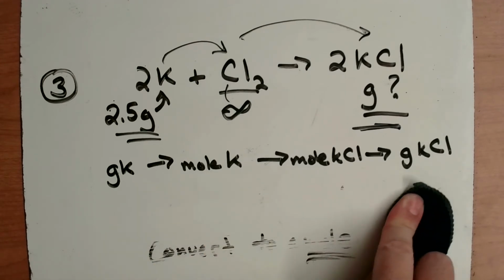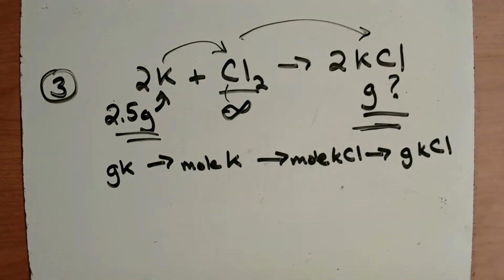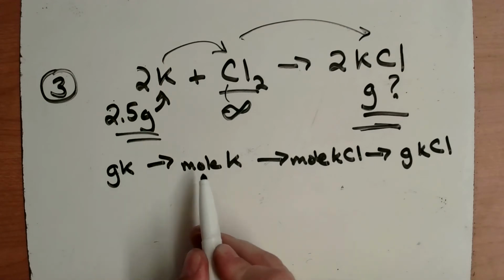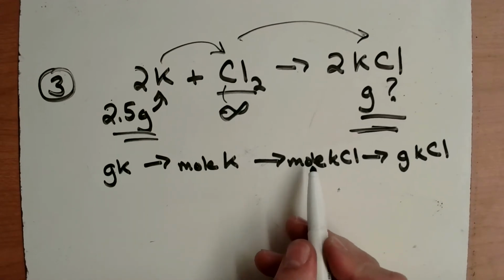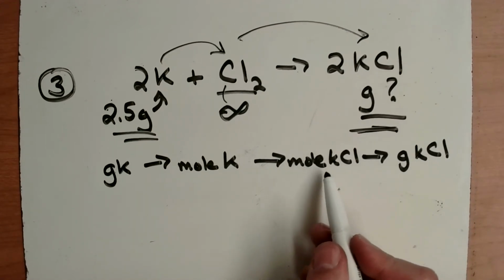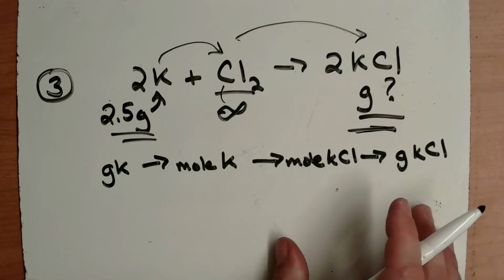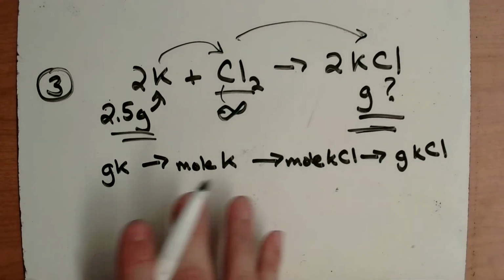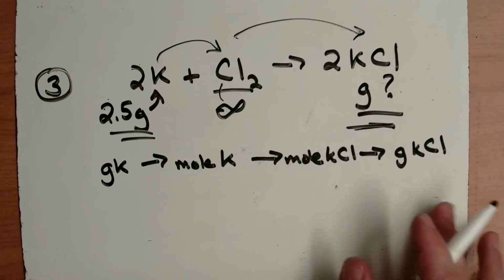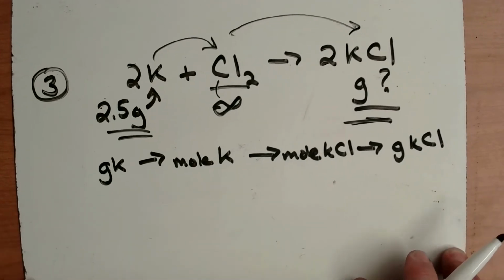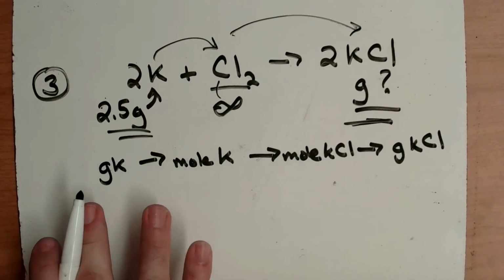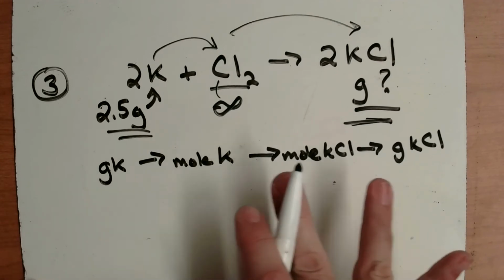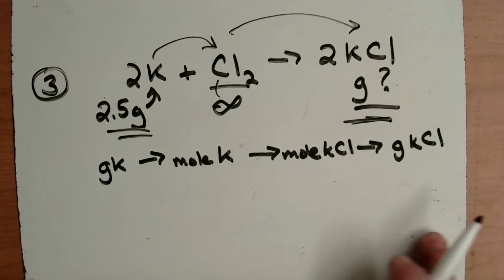Okay, so these are our steps here. Grams of K to moles of K, moles of K to moles of KCl, and then moles of KCl to grams of KCl. So it's just a bunch of conversions that we've done already. We just got to put them all together. And instead of doing it like one step, then two steps, then three steps, we're all going to do it all kind of in one step.